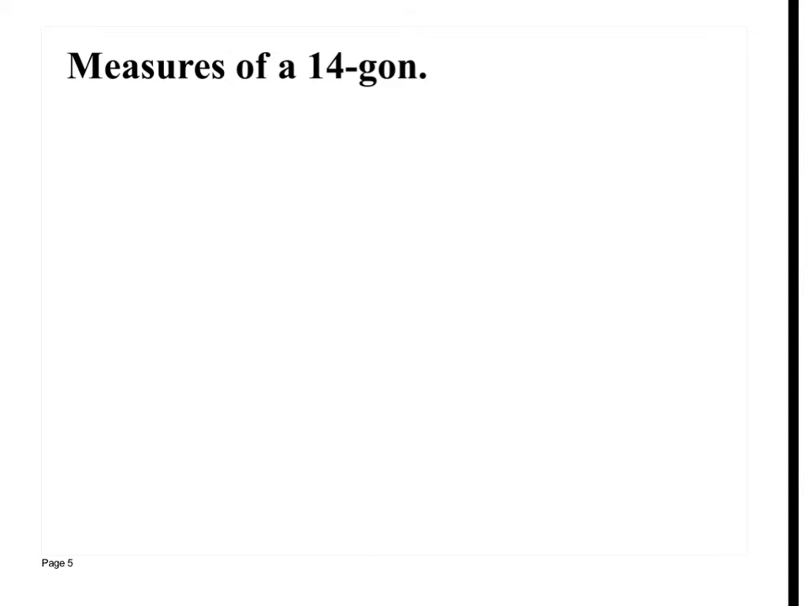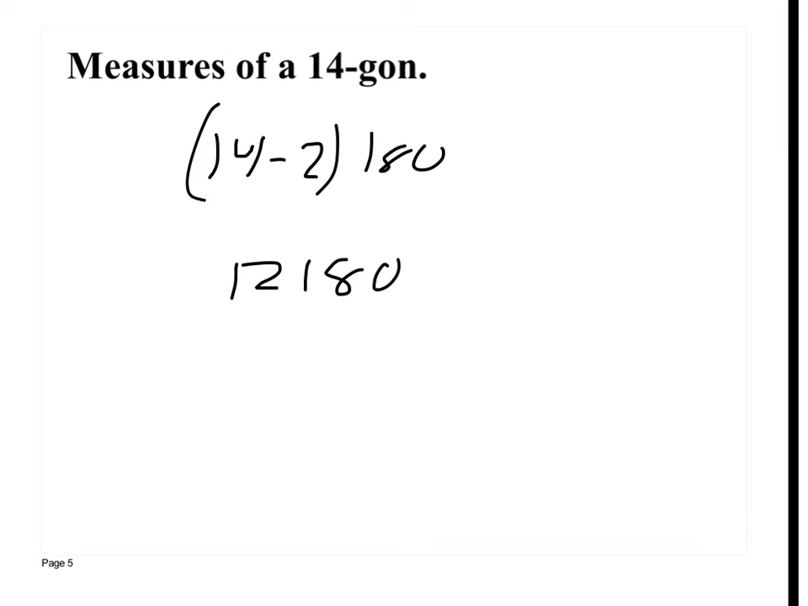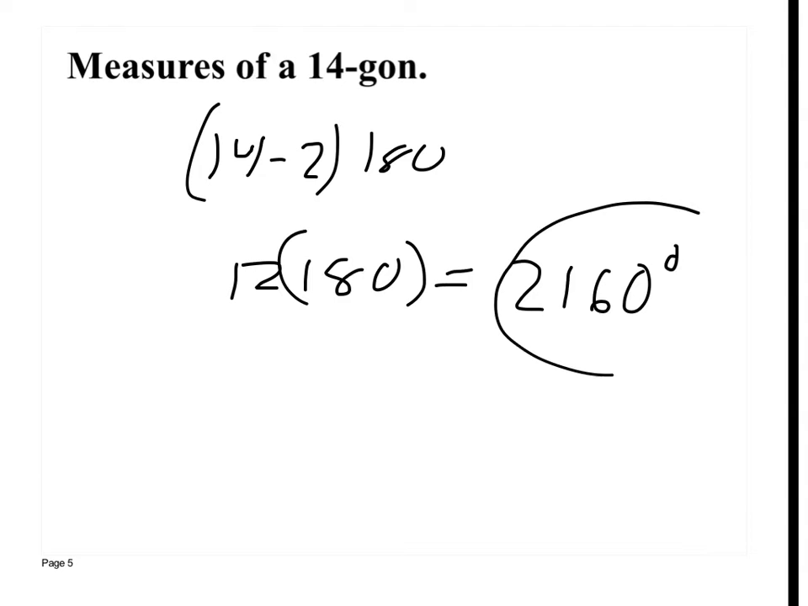All right, find the measure of a 14-gon. So I take 14, that's my number of sides, I subtract 2, and I times that with 180. So 12 times 180 gives me this number right here, 2160 degrees. So that's the sum of the measures of the angles of a 14-gon.